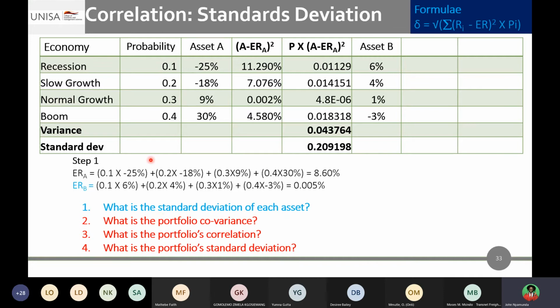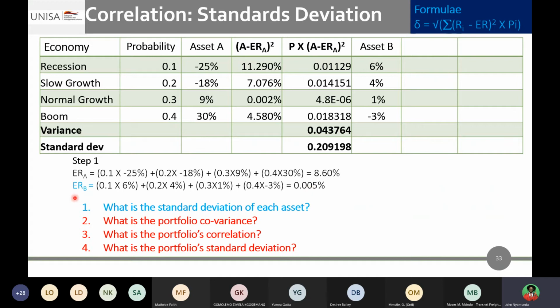So what is your expected return for A? To find it, remember, we say 0.1 times minus 25, 0.2 times minus 18, 0.3 times 9, at the bottom 0.4 times 30. It gives you 8.6. This answer I don't trust.